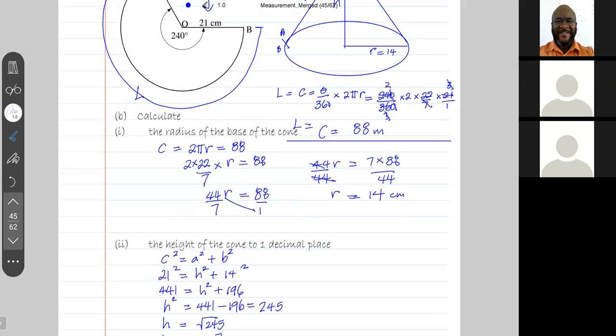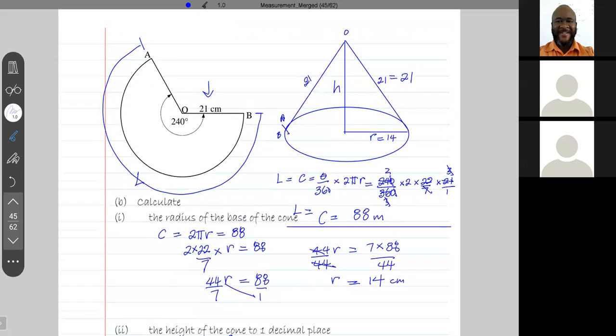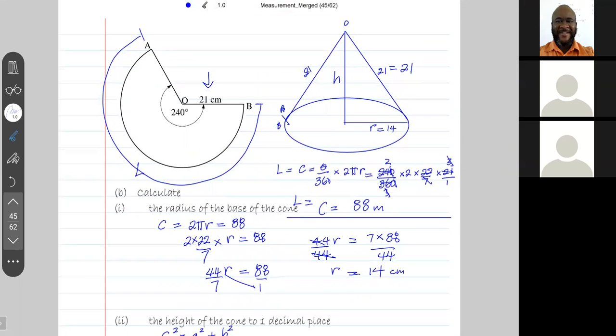Please note, the radius of the sector became the slant length of the cone. Also note that the radius up here is for the sector, and the radius down here is for the cone. The radius up here is dealing with the sector. The radius down here is dealing with the cone.